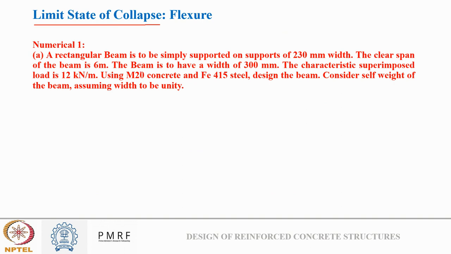A rectangular beam is to be simply supported on supports of width 230 mm. The clear span of the beam is 6 meter. The beam is to have a width of 300 mm. The characteristic superimposed load is 12 kilonewton per meter. Using M20 concrete and Fe415 steel, design the beam. Consider the self weight of the beam, assuming unit weight of concrete.